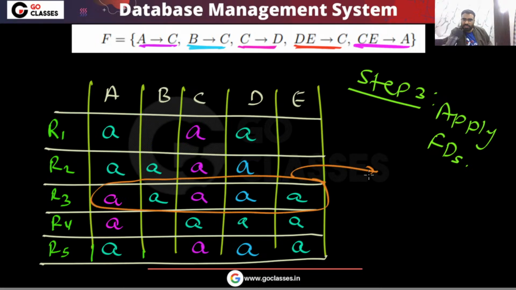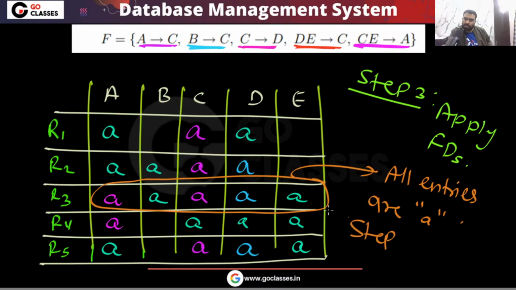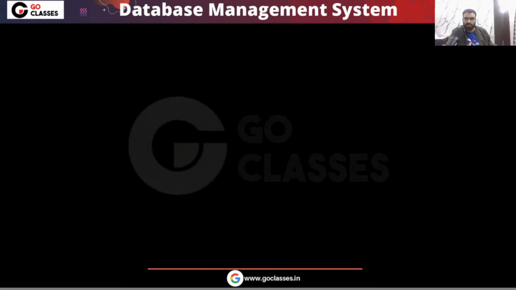In this tuple, you can see that all entries are A. Because all entries are A, I can stop. Yes or no? So I can stop and the answer will be lossless. So this decomposition is lossless. I hope you understood. Okay, let's move on now.